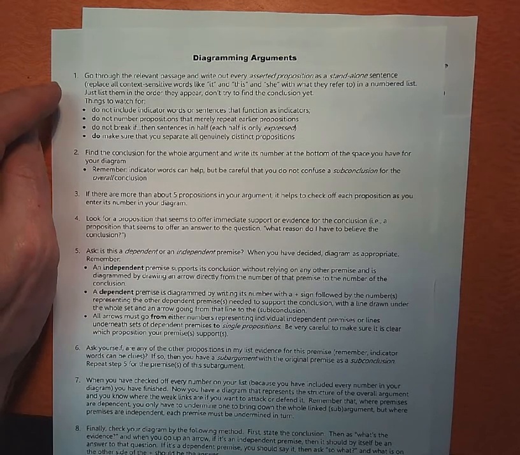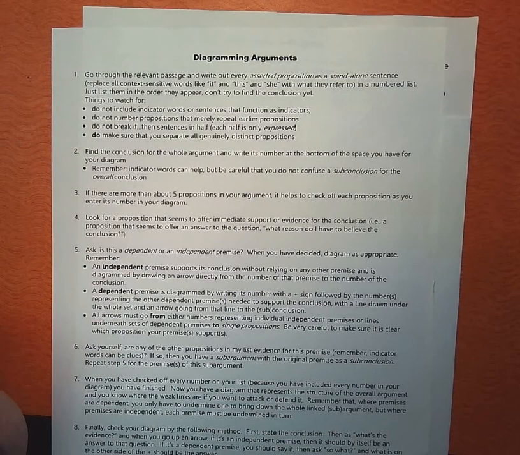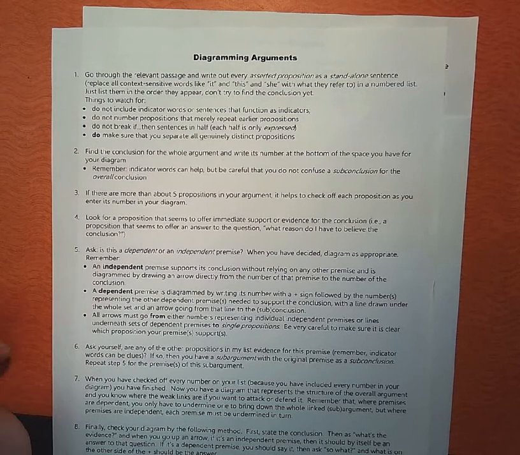The first step is to go through the relevant passage and write out every asserted proposition as a standalone sentence, replacing all context-sensitive words like it and this and she with what they refer to. And we're going to write them all out in a numbered list. We're not going to include indicator words or sentences that function as indicators. We're not going to include propositions that are merely repeats of previous propositions. That's not going to come up in this one.